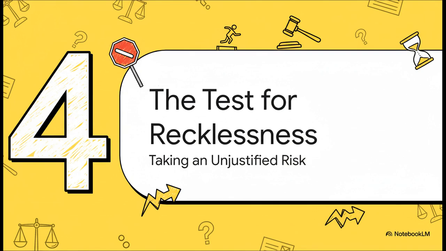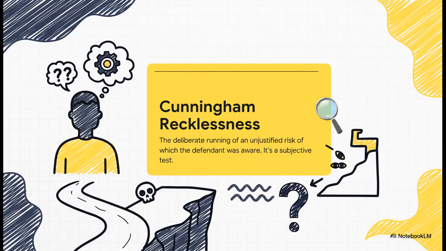With recklessness, we're no longer talking about wanting a result or seeing it as certain. No, recklessness is all about one thing: seeing an unjustified risk and deciding to take it anyway. The definitive test for this comes from the case of R v. Cunningham, and the key word here, the one to underline, is aware. To be reckless under this test, the defendant has to have actually been aware of a risk. Their mind has to have thought, hey, this might cause some harm, and then they went ahead and did it anyway. It's a subjective test. We have to get inside their head.